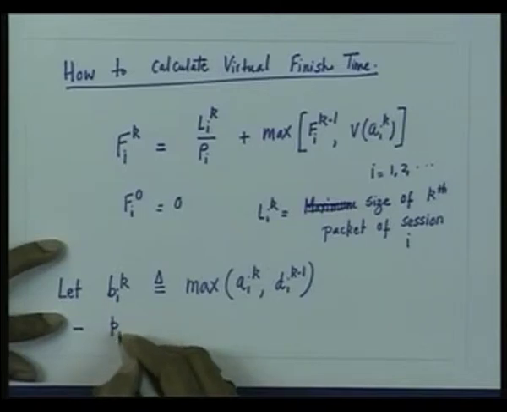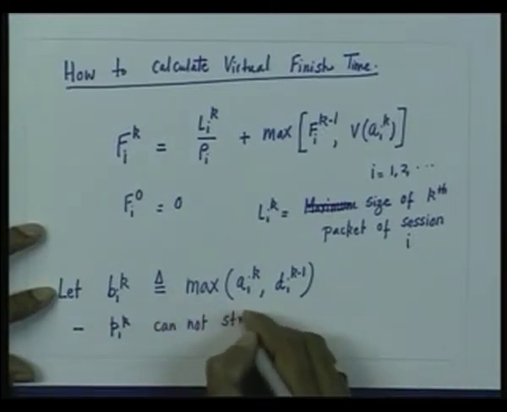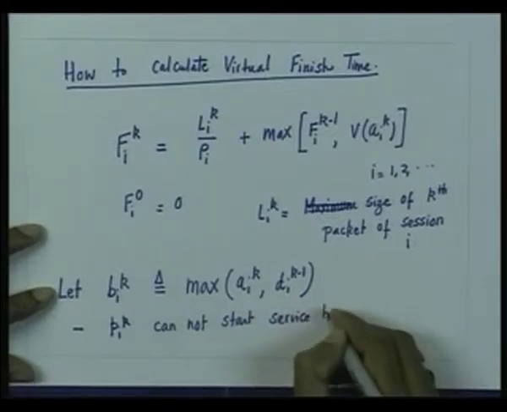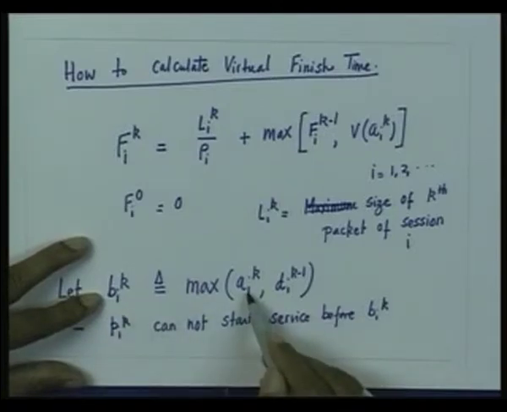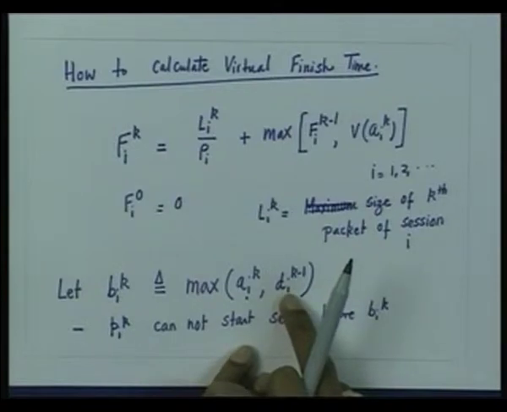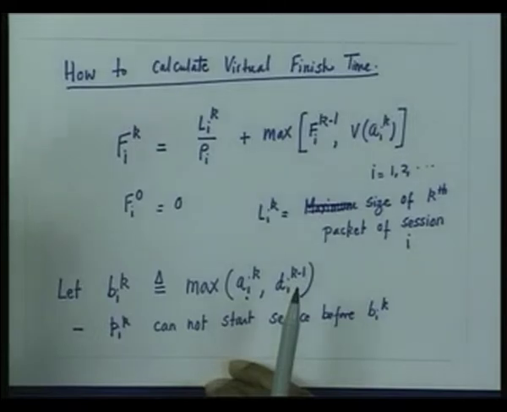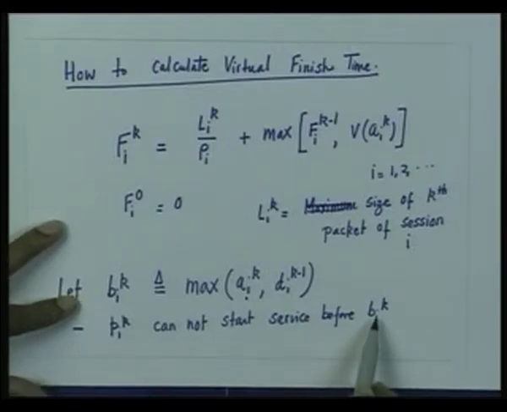So what is the significance of this B_i^k? The significance of this B_i^k is that the packet P_i^k, that is the kth packet of the ith session, cannot start service before B_i^k. Why? Because either the packet has not arrived, if its arrival time happens to be higher, or if A_i^k is less than D_i^(k-1), then the packet has arrived, but the previous (k-1)th packet has not yet left, so it is still in the queue. So obviously the packet P_i^k cannot start service before B_i^k. It starts service at B_i^k or later in some other system, but in the fluid flow fair queuing, since it is a work conserving scheduler, it will start service immediately.